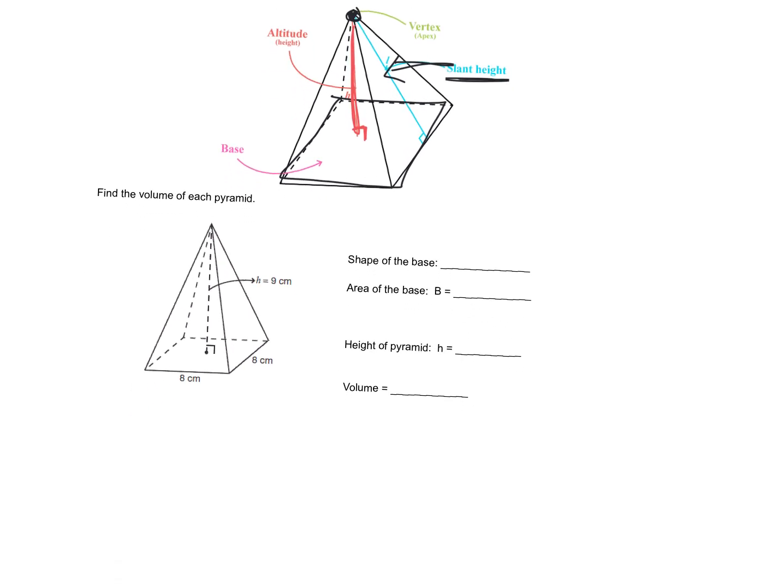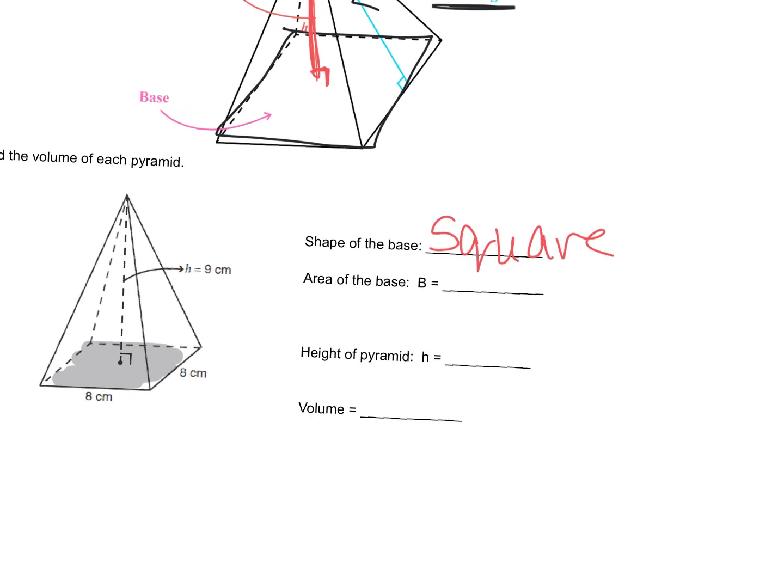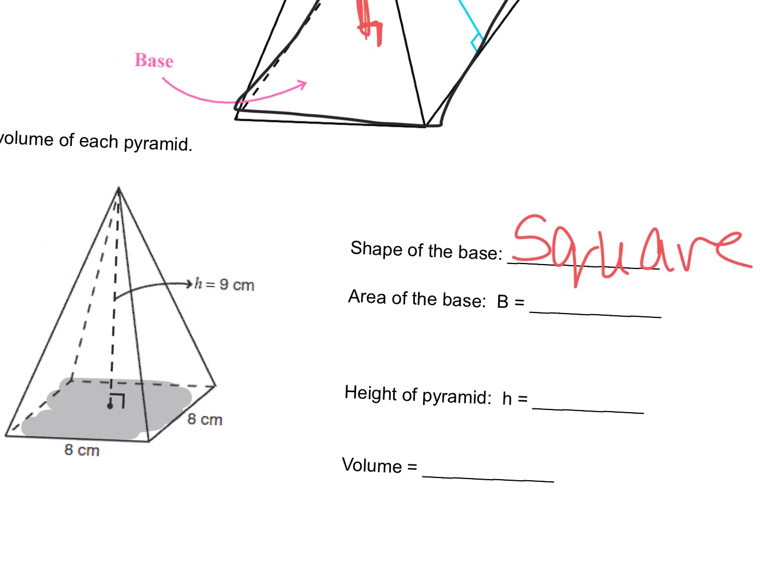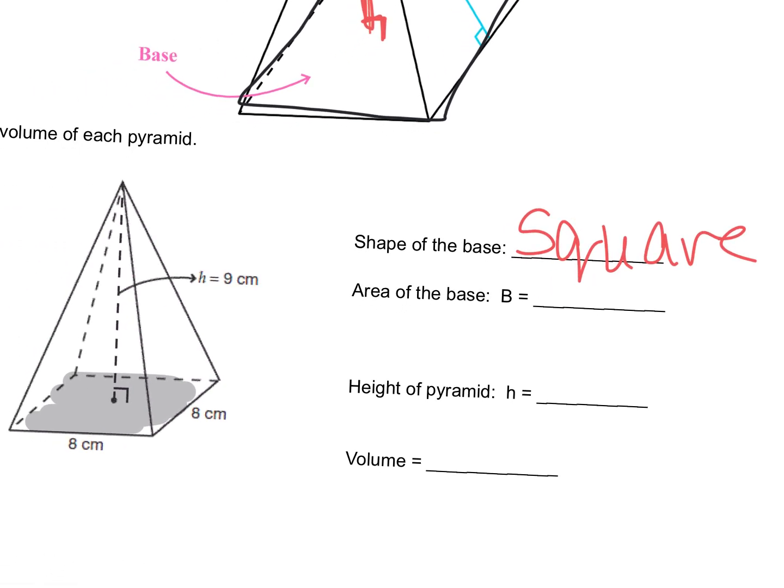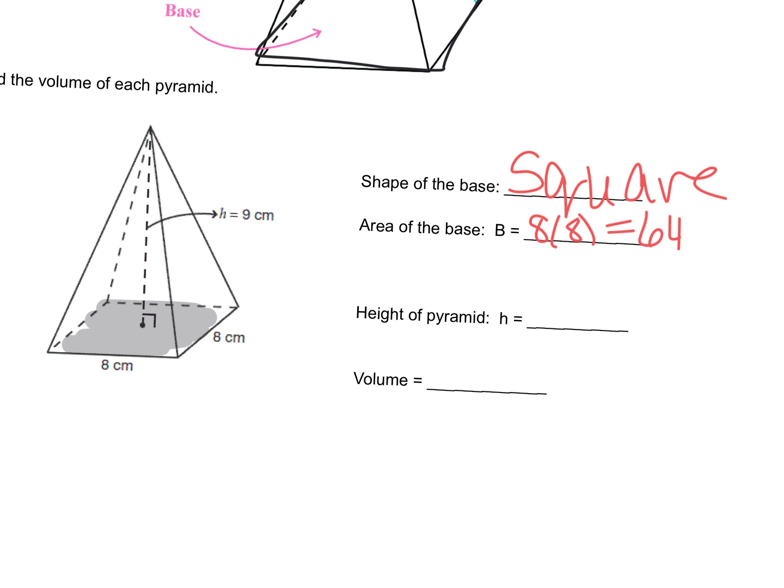Here we have a pyramid, and if we look at our base, the shape of the base here on the bottom is a square. It's an 8 by 8 square, so the area of our base is going to be 8 times 8, which is 64. So there's our capital B. The height from the apex at the top, perpendicular straight down, is going to be 9.